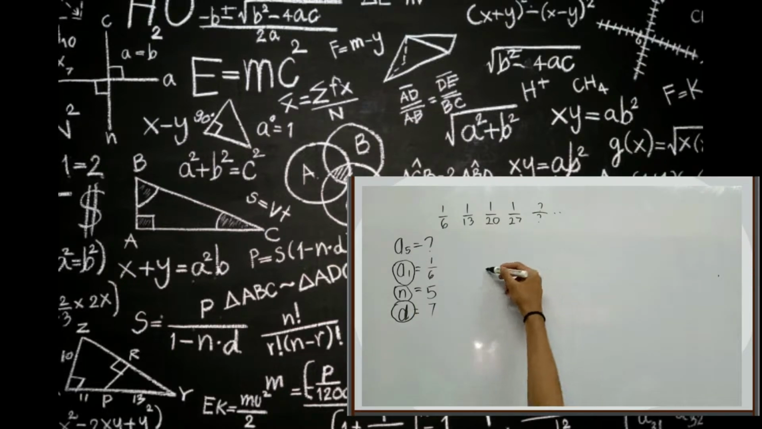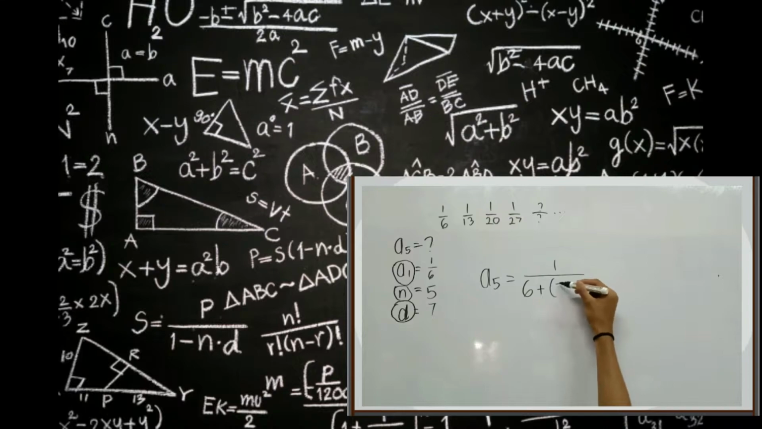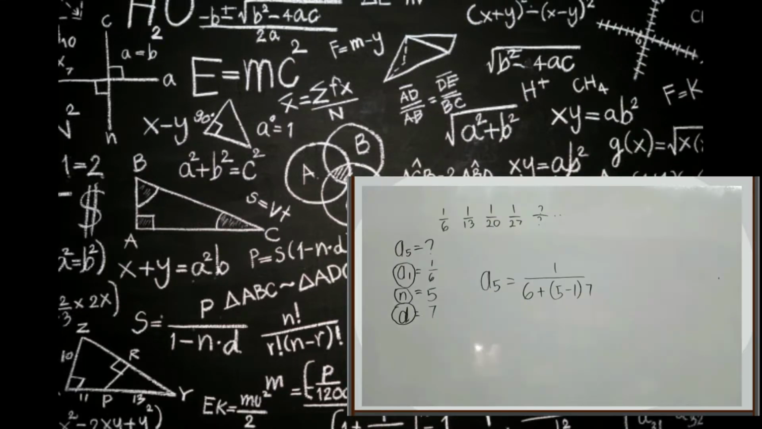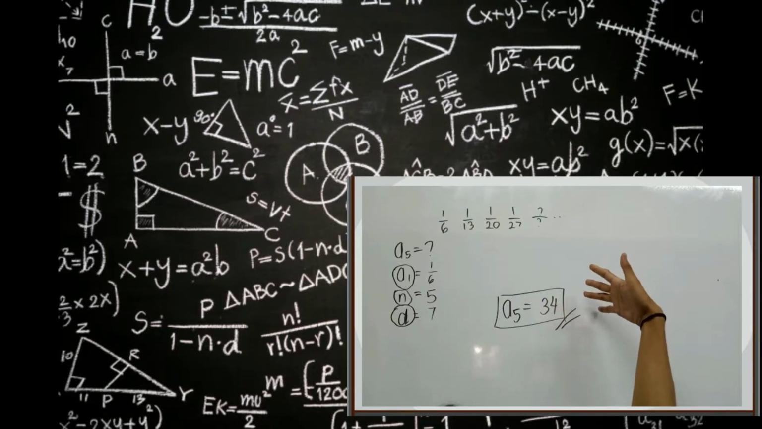A sub 5 equals 6 plus the quantity of 5 minus 1 times d. Then, A sub 5 equals 6 plus the quantity of 4 times 7. And then, A sub 5 equals 6 plus 28. Then, our answer is 34. Now, we should just add 1 to the numerator. Then, that is the answer.